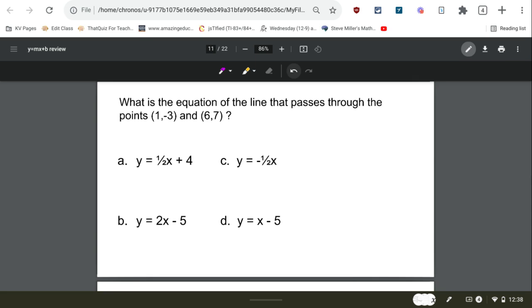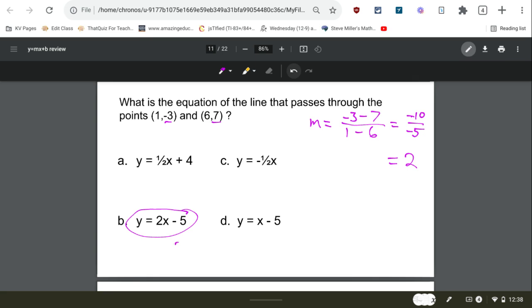What's the equation of the line that passes through these? This time, instead of plotting the points, which is what you could do, I'm going to go ahead and find the slope. I'll subtract the y values: -3 minus 7 over 1 minus 6. I'm going to get -10 on top and -5 on the bottom. -10 over -5 will simplify down to 2. So my slope has got to be 2. That's the only one with a slope of 2.